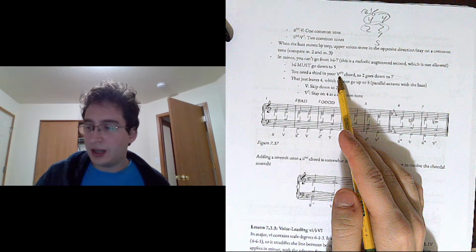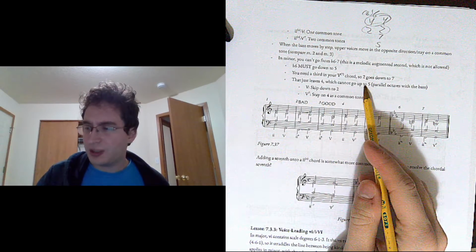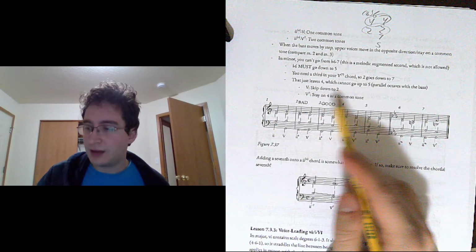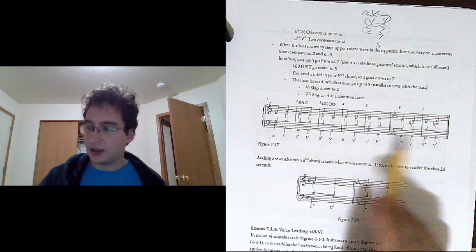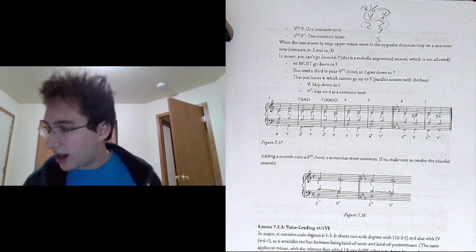But you need a third in your 5/7 chord, so 2 has to go down to 7, which just leaves 4, which can't go up to 5 because that would be parallel octaves. So in a regular 5 chord, it would skip down to 2, and a 5/7 would stay as a common tone. So before we get to the major examples, let's just look at that over here in minor, because I was just talking about it.